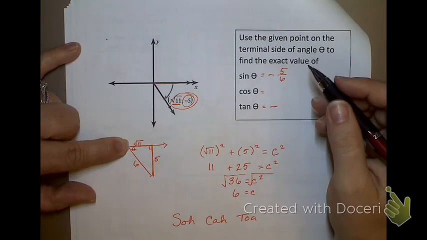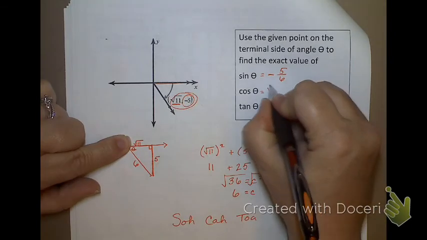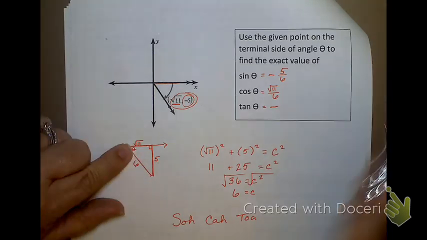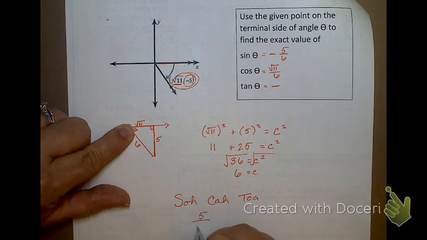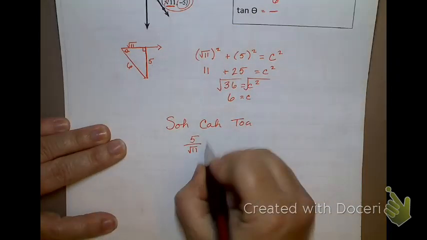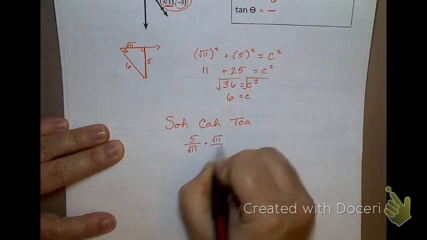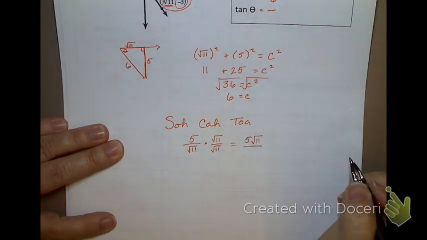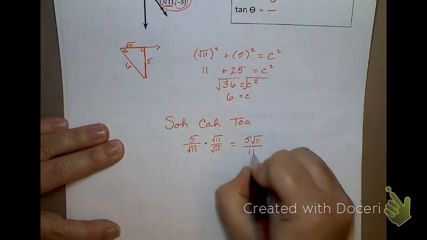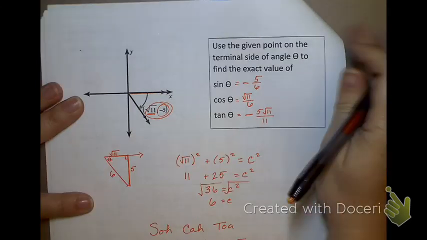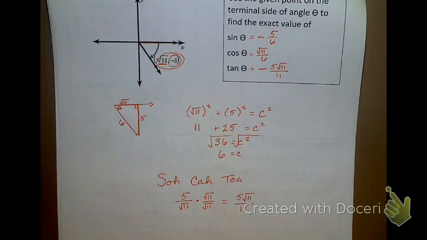Cosine is adjacent over hypotenuse. Radical 11/6. Yeah? And tangent would be opposite over adjacent. I'm going to write that down here because I have a little simplifying to do. Because I can't leave radical 11 on the bottom. What do I have to do with it? Multiply by radical 11 over radical 11. What does that give me? 5 radical 11 over 11. That's what the tangent is. So 5 rad 11 over 11, and again it's negative because we are talking about a fourth quadrant angle.